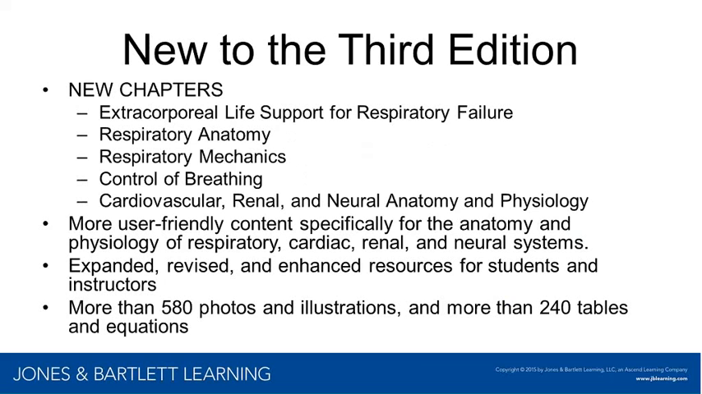The following 4 chapters actually are kind of interesting because we had one large comprehensive chapter which we entitled Cardiopulmonary Anatomy and Physiology, and that's what we had in the second edition, and we listened very much to the audience and to many of you who indicated that you wanted to see a little more embellishment in that. So what we did was we broke that chapter down into 4 chapters, and so what you'll see there is an individual chapter on respiratory anatomy, one on respiratory mechanics, one on the control of breathing, and then a final one that deals with cardiovascular, renal, and neural anatomy and physiology. So that's a new feature to the book, and I think it's something that you're going to like.